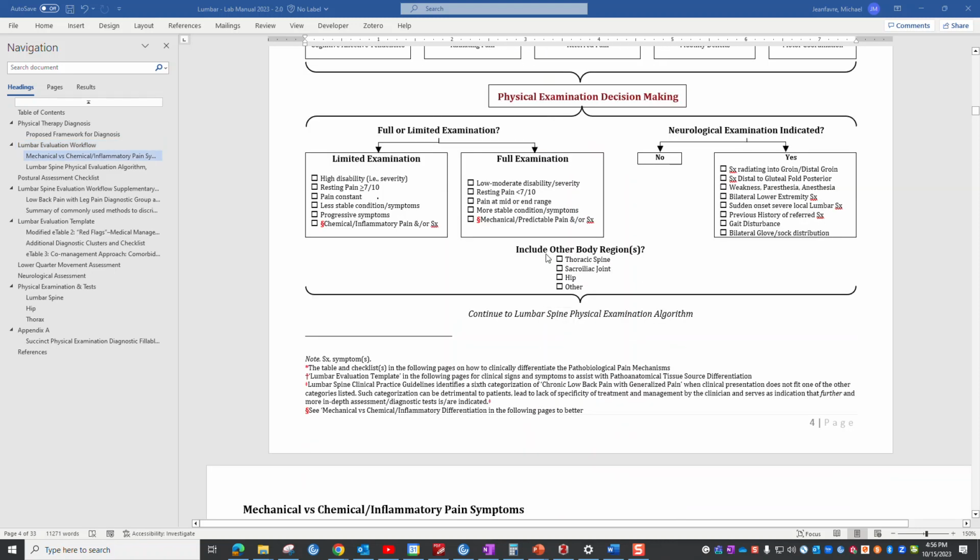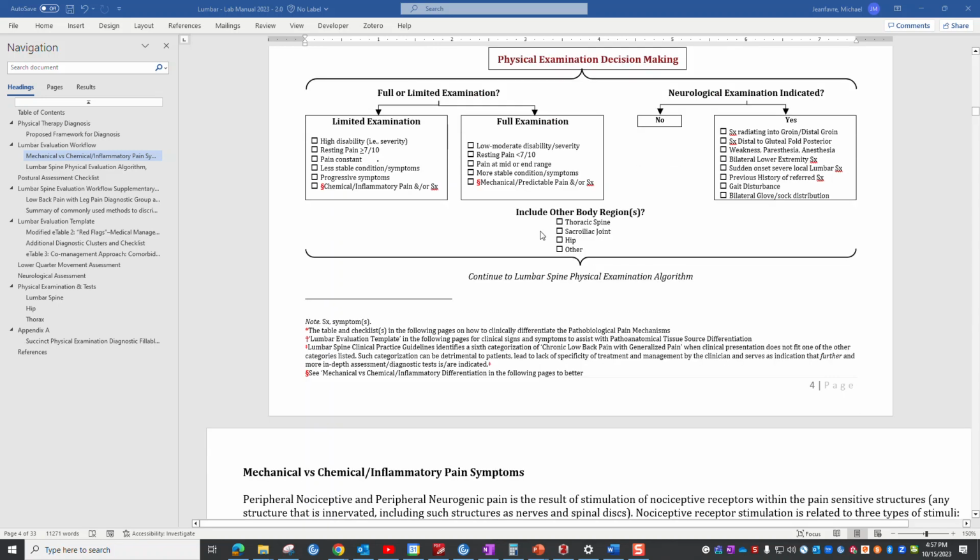And you have some decisions to be made here when you're transitioning from your subjective to your physical exam. Are you going to do a full or limited examination? Are you going to do a neurological examination? Yes or no? Again, it shouldn't be an emotional decision. It should be very clear cut. If any of these elements are either present or historically have been so, then a neurological examination would otherwise be indicated. Same with your limited versus full examination, trying to make it a clear and decisive decision point for you.